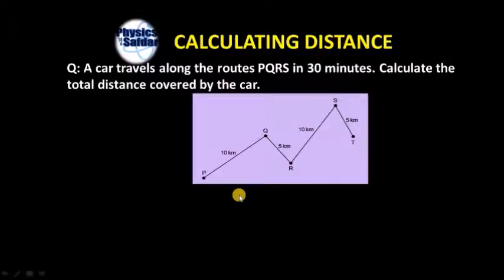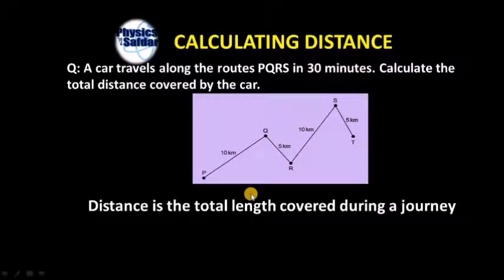One more thing, sometimes students get confused by looking at the diagram. So don't get confused. Simply follow the rules. If you need to calculate the total distance traveled, follow the definition first. The definition is: distance is the total length covered during a journey. So now move on to the journey.